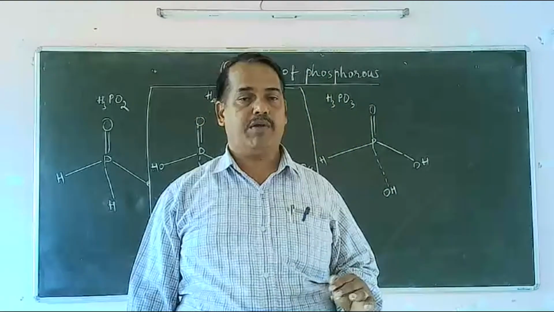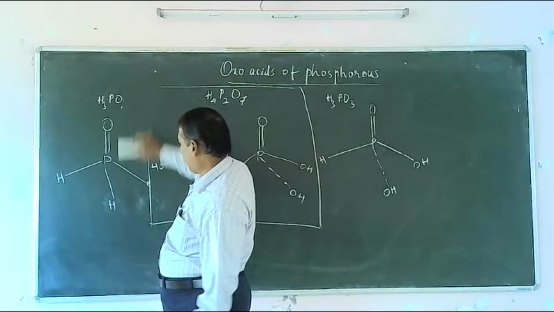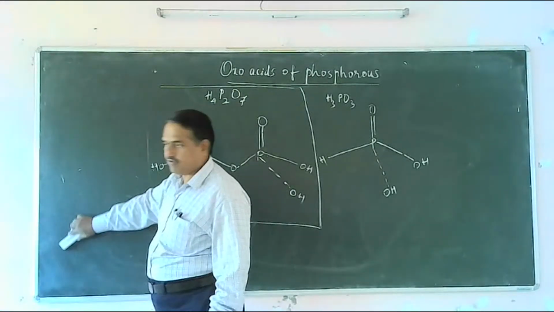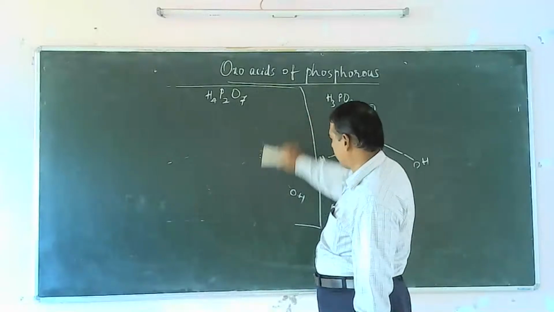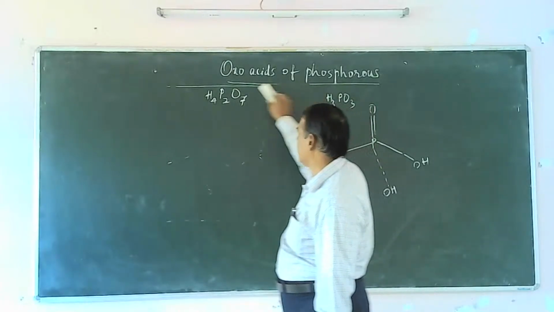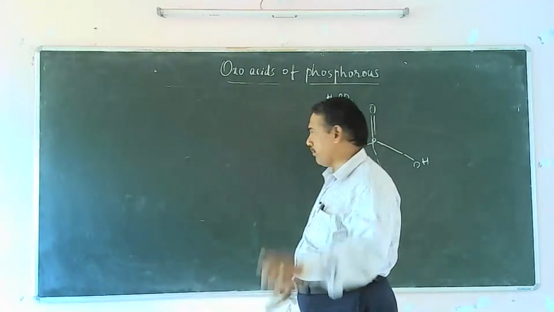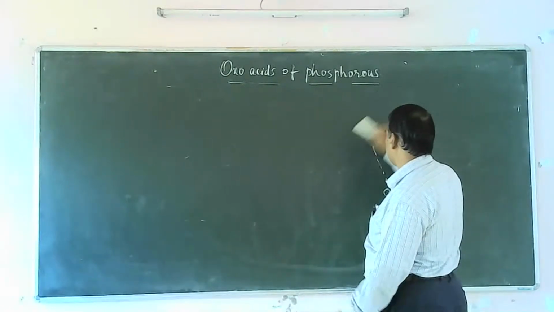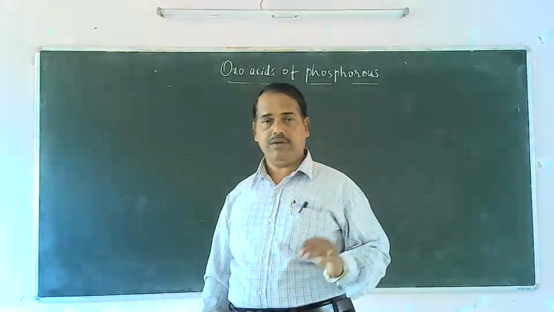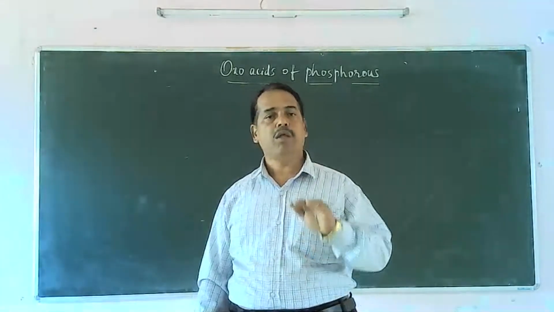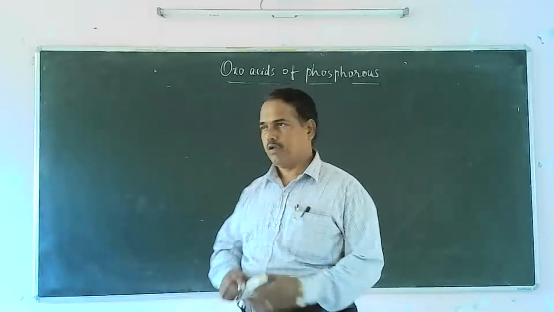See, oxoacids of phosphorus can disproportionate. A compound which shows variable oxidation states, that means two or more different oxidation states in a chemical reaction, that is called disproportionation. Are you clear? What do you mean by a disproportionation reaction? A compound in a chemical reaction shows more than one oxidation state.